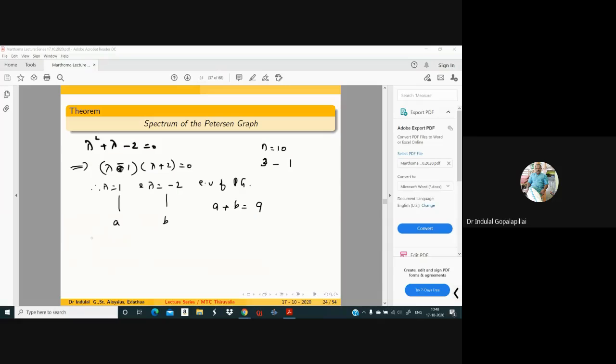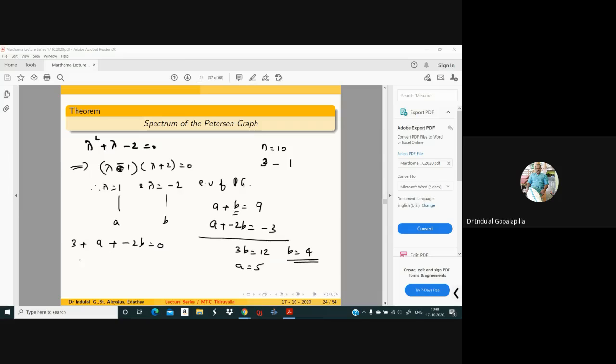And we also know that the sum of the eigenvalues is 0, that is, sigma lambda_i = 0. Therefore, 3 + A - 2B = 0. So that gives another equation, A - 2B = -3. From these equations, we have 3B = 12, so B = 4. If B = 4, then A = 5.